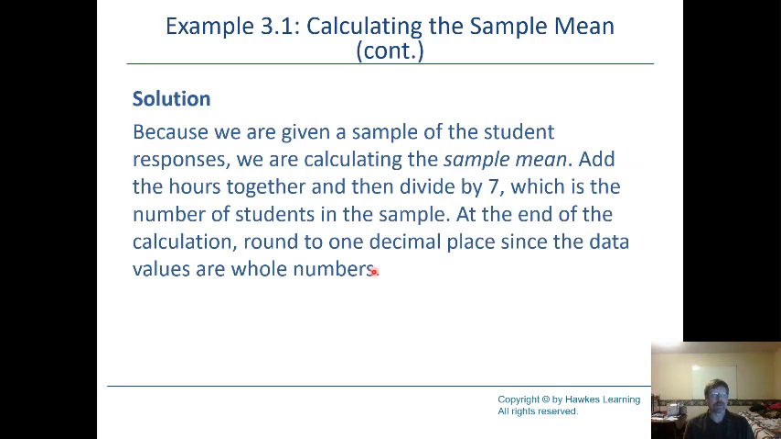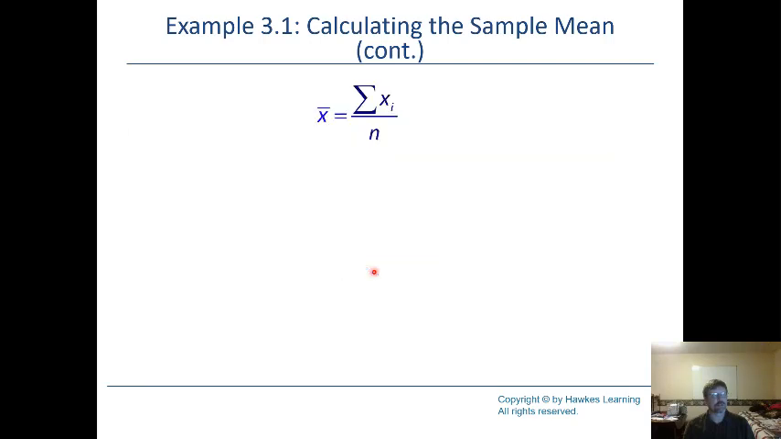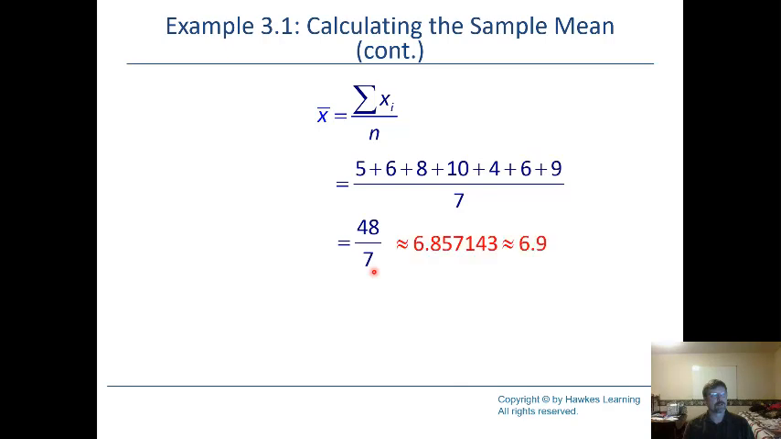Okay. So we add those values together and divide by 7 because there were 7 values. Round to 1 decimal place since the data values are whole numbers. Okay, about 6.9.